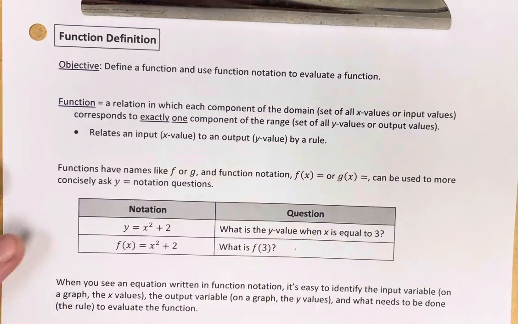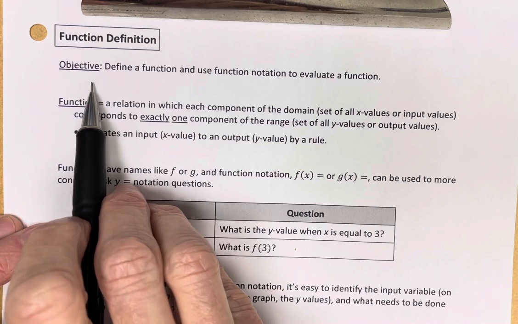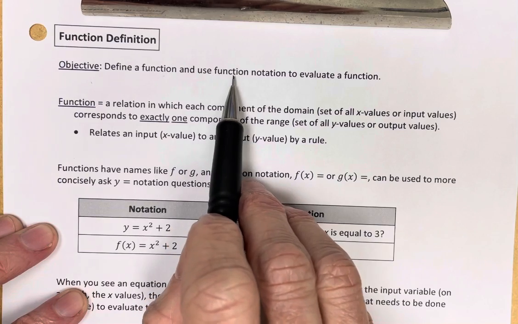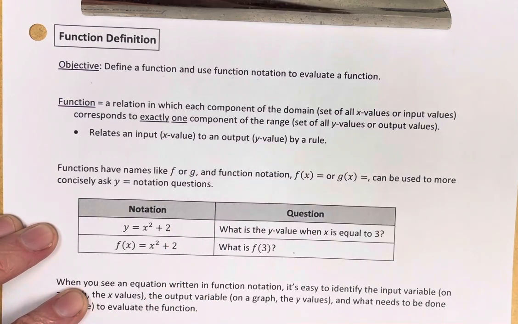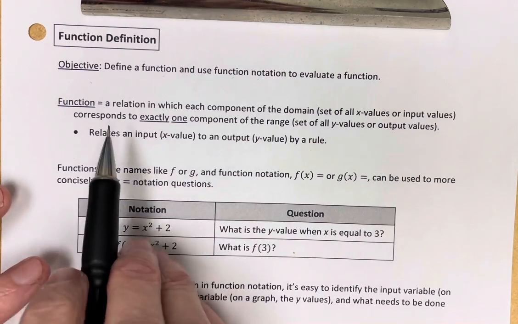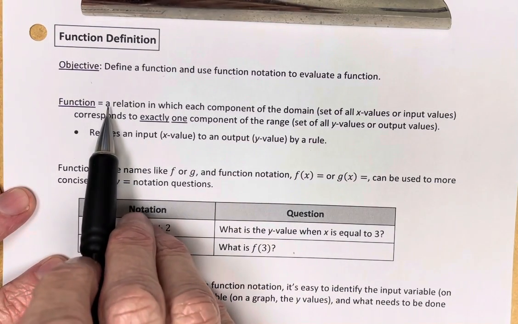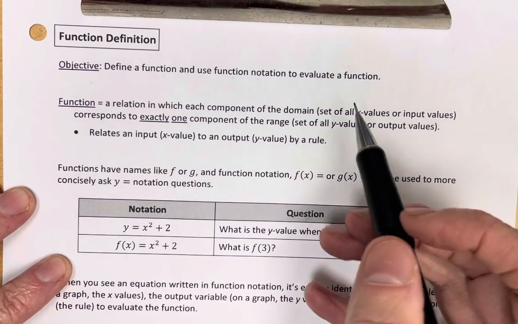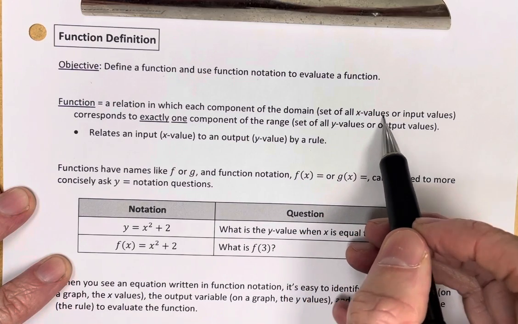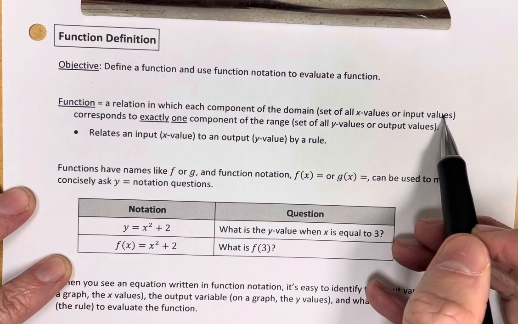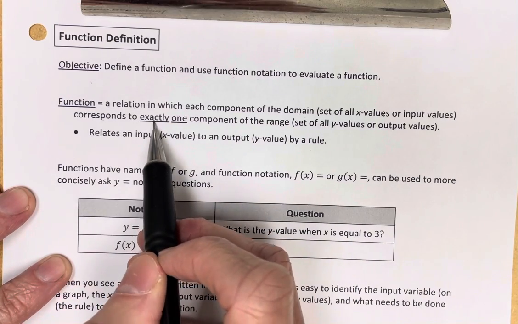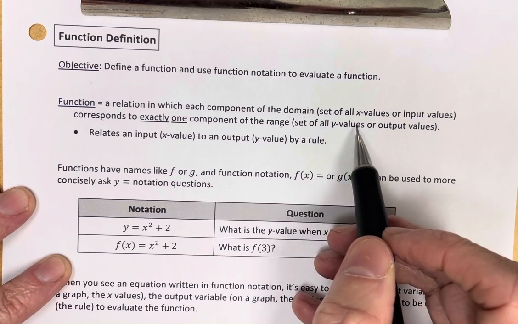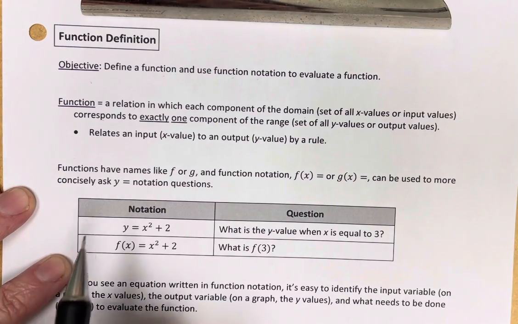A function definition. Our objective for this video is to define a function and use function notation to evaluate a function. Well, first off, what's a function? A function is a relation in which each component of the domain, the set of all x values or input values, corresponds to exactly one component of the range. And the range is the set of all y values or output values.